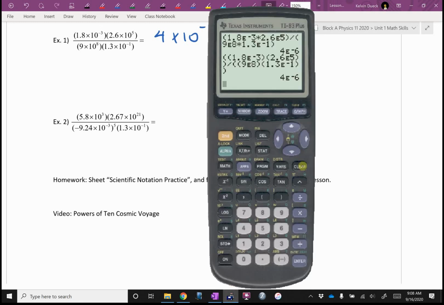So I would go like this. I clear my calculator. Bracket. 5.8, scientific notation button, 3. Am I going to close this bracket off? No. Times 2.67, scientific notation button, 21.